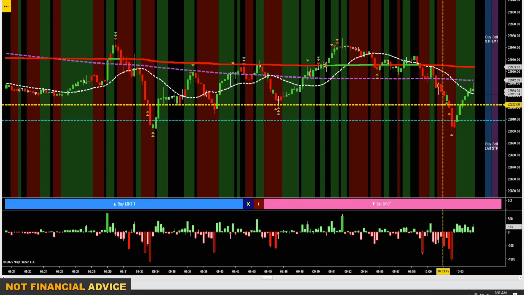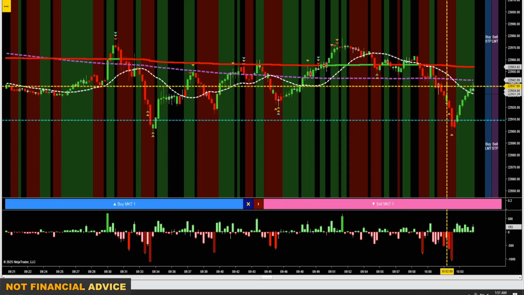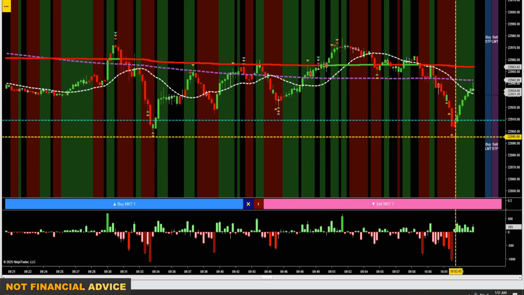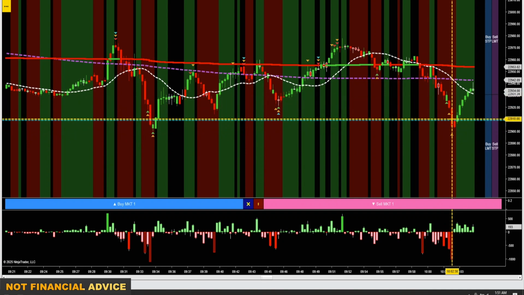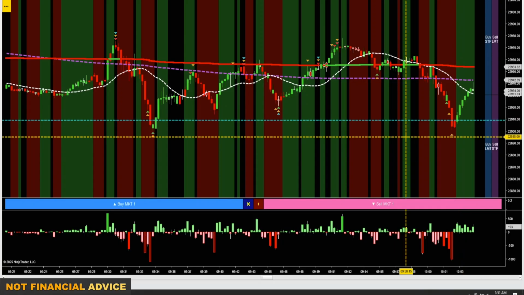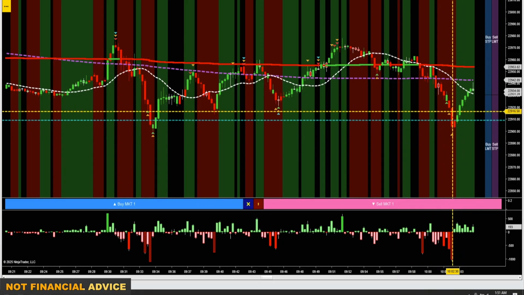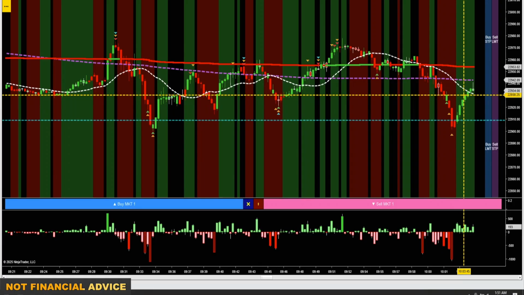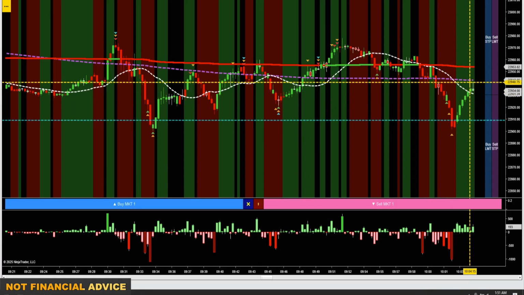Next divergence signal, green candle, red background. Two more divergence signals, but we've got red candles, a red background. Here we go. Here's a green candle, green background. Looking for a break higher. We get the break higher. Pull back up to the 250 SMA.